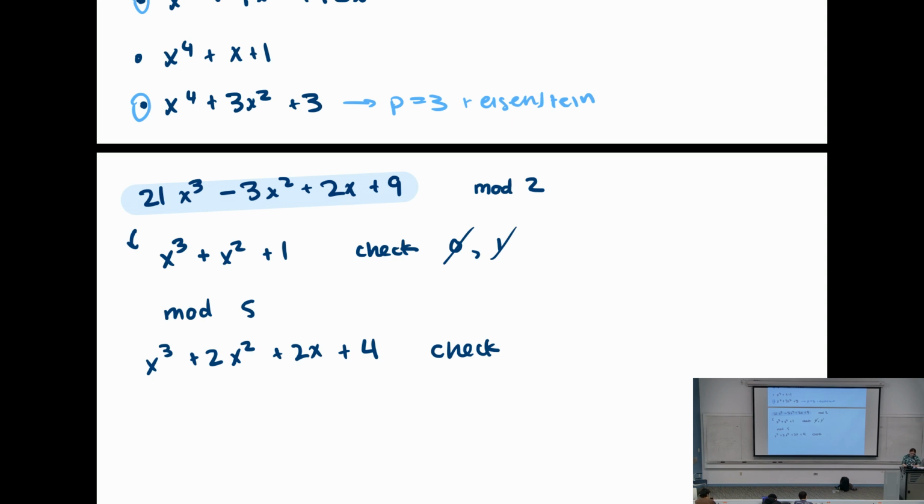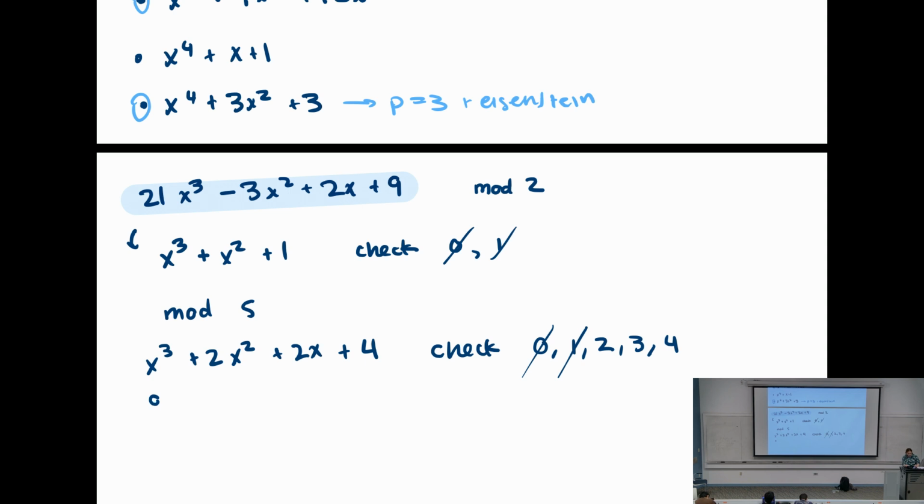Check the elements of Z mod 5. So we get 0, 1, 2, 3, and 4. Okay, so let's plug these in. 0 doesn't work. 1 would give us 1 plus 2, which is 3, plus 2, which is 5, plus 4, so that doesn't work. Okay, so then what does 2 get us?